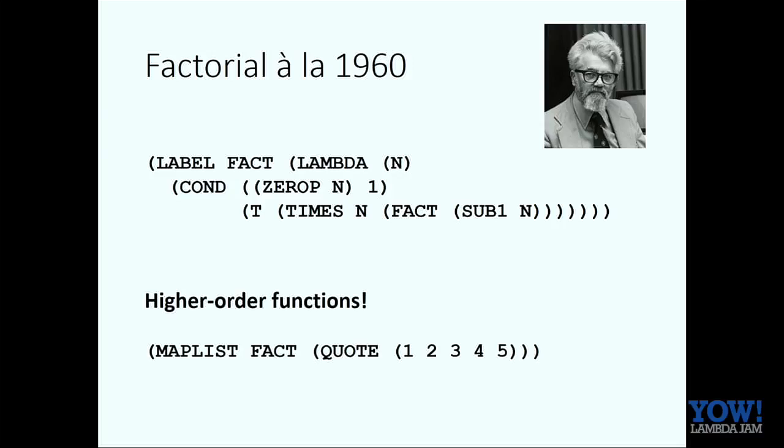So you could, for example, map list fact down the list 1, 2, 3, 4. Map list is what John McCarthy called the map function. So this will just call the factorial function for each of these arguments, and you get the list of factorial numbers, just as you would expect. So you could do a lot of fun functional programming in Lisp. And actually, Lisp was my gateway drug.